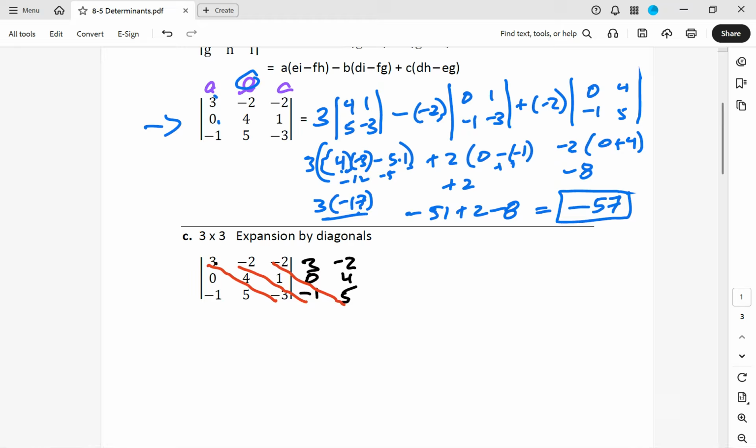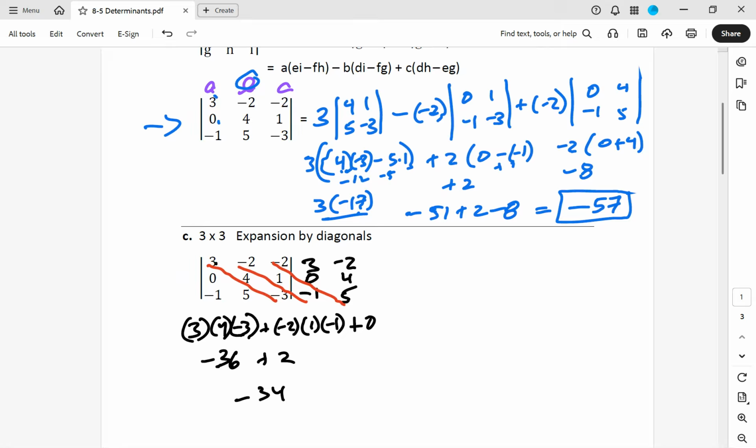And go back to the black here. So that's basically 3 times 4 times negative 3, plus the next ones, which is negative 2, 1, negative 1, plus negative 2 times 0 times 5. The 0 is there, so it's just 0. I don't even have to think about that one. So this is negative 36, and this one is positive 2. Negative makes it positive. So this is negative 34, but we're not done. That's for half of it.